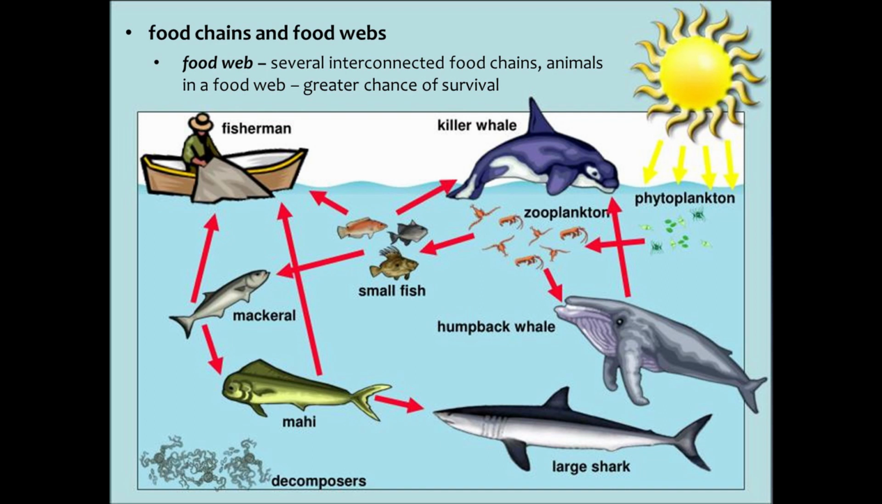This is actually a better state to have things because there's a greater chance of survival. For example, if all of a sudden we lose one of these components, maybe the small fish, there's still other ways that members within this food web can obtain nutrition, can obtain energy. So in a food web, there's more available food, there's more biomass to eat, and there's more than one way to get that food, to get that energy.